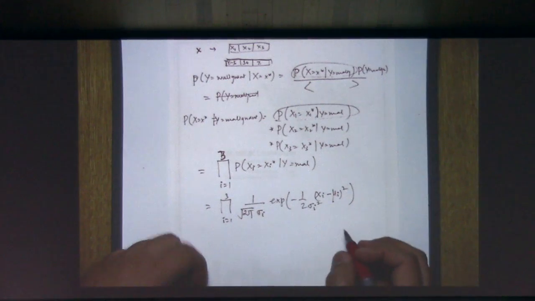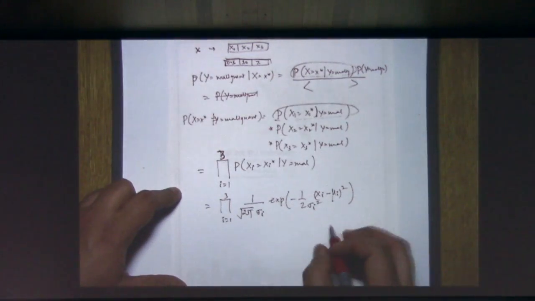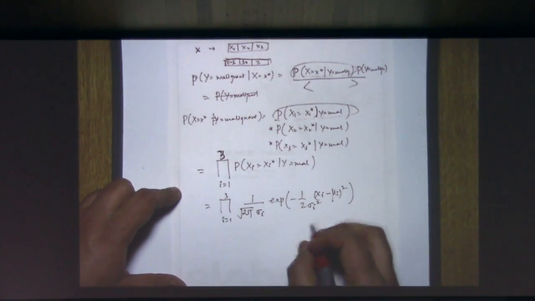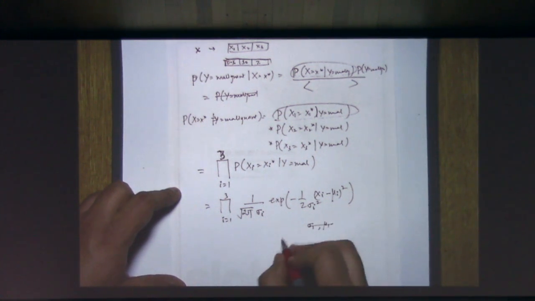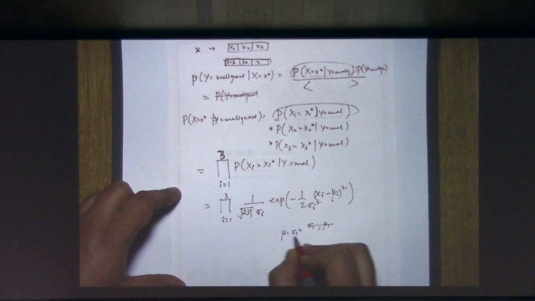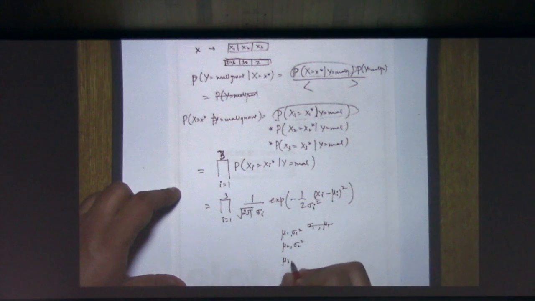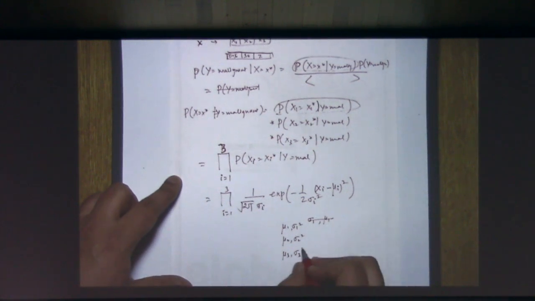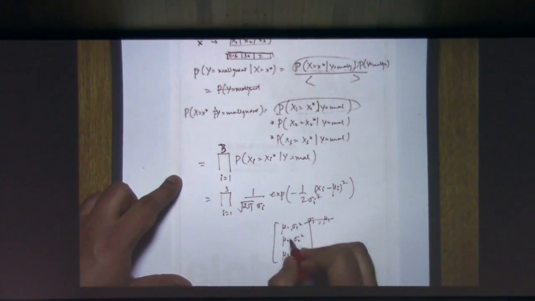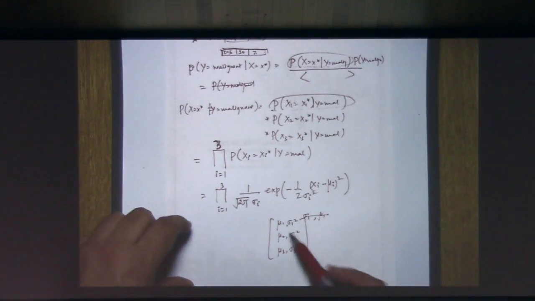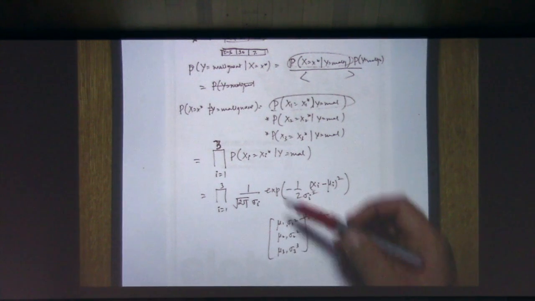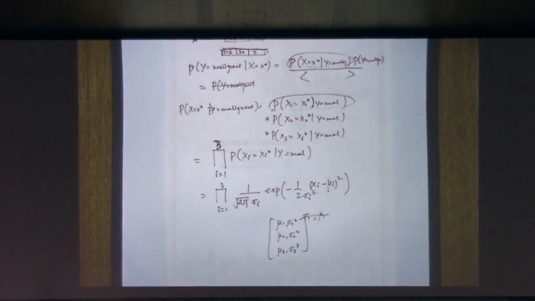So you can think of the parameters of this distribution as 3 pairs of values. You will have a mu 1 sigma 1, mu 2 sigma 2, and mu 3 sigma 3, because there are 3 attributes, right? So you want to learn this. Once you have this, then you can compute this probability.